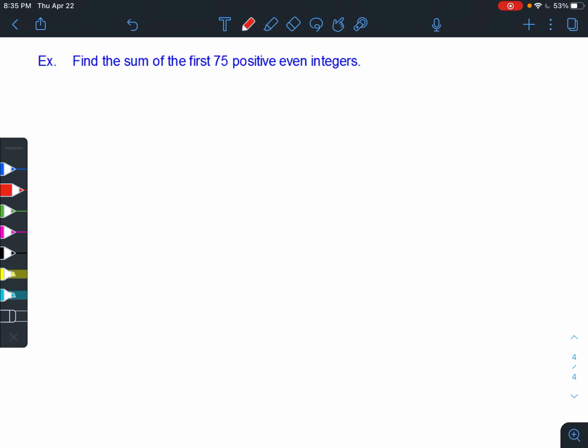The book's going to ask for a couple of other ones in a little bit weird ways, so I'm going to do those as part of this video, just so that you don't get confused by some of the curves they throw you. But anyway, here we go. Find the sum of the first 75 positive even integers.